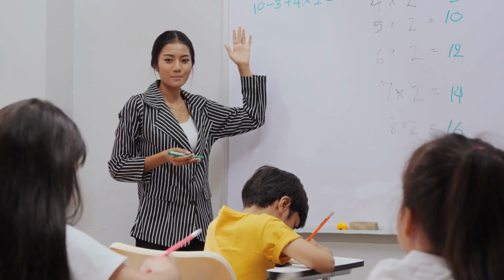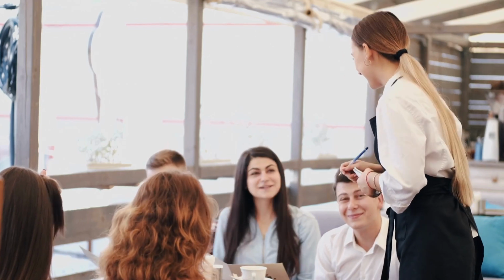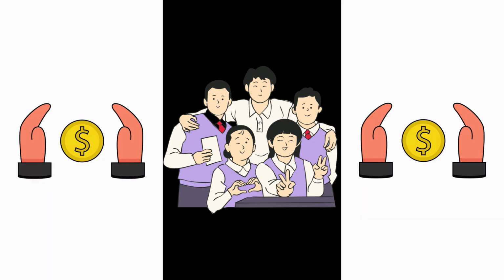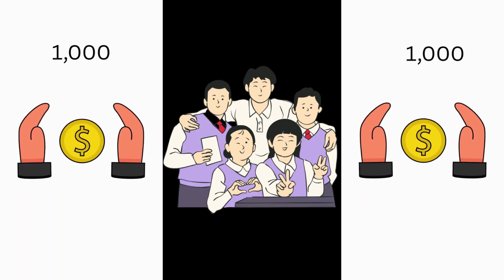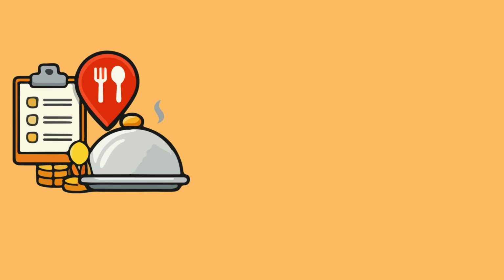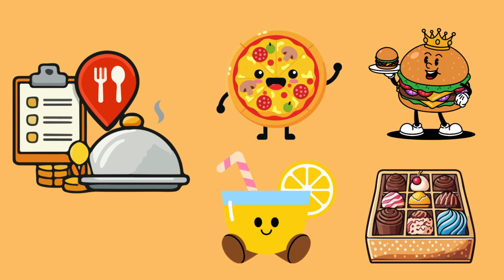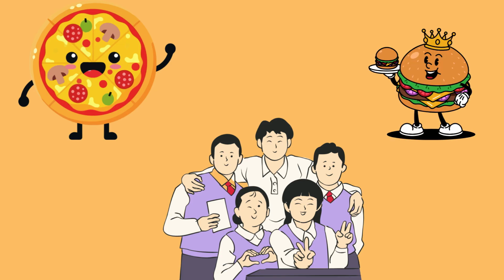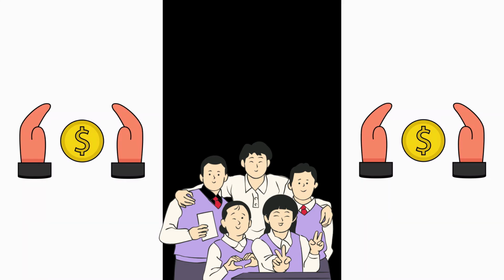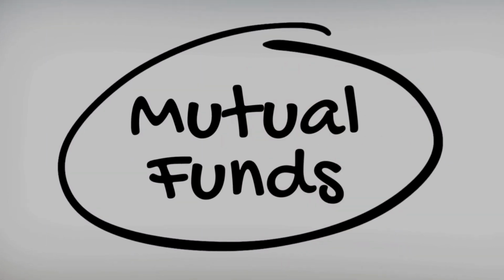Let us understand this with a simple example. Imagine five friends decided to order food together. Each contributes 1000 rupees. Together, they now have 5000 rupees. Instead of buying just one item, they purchase pizzas, burgers, desserts, and beverages. Now, no single person owns an entire pizza or a complete burger. Instead, everyone owns a proportionate share of the entire meal according to their contribution. A mutual fund works in exactly the same way.